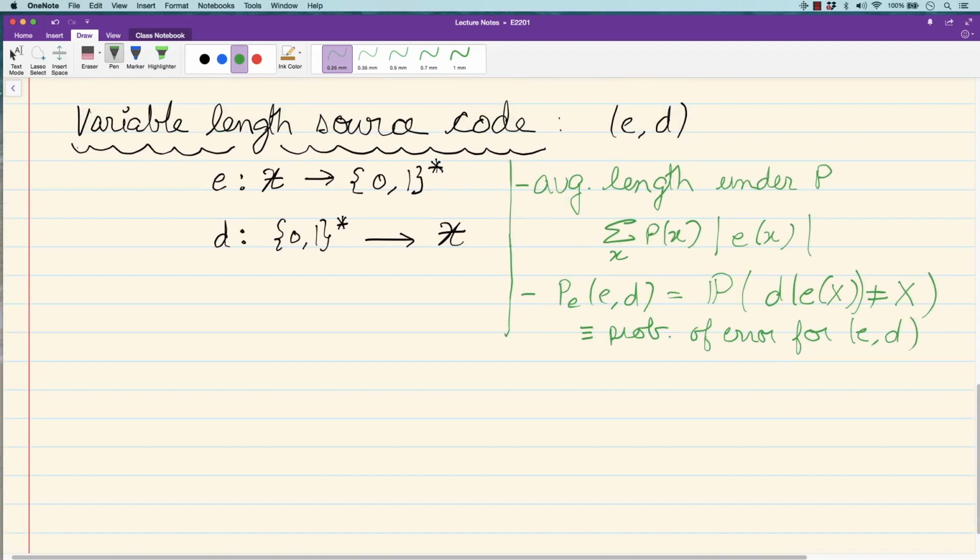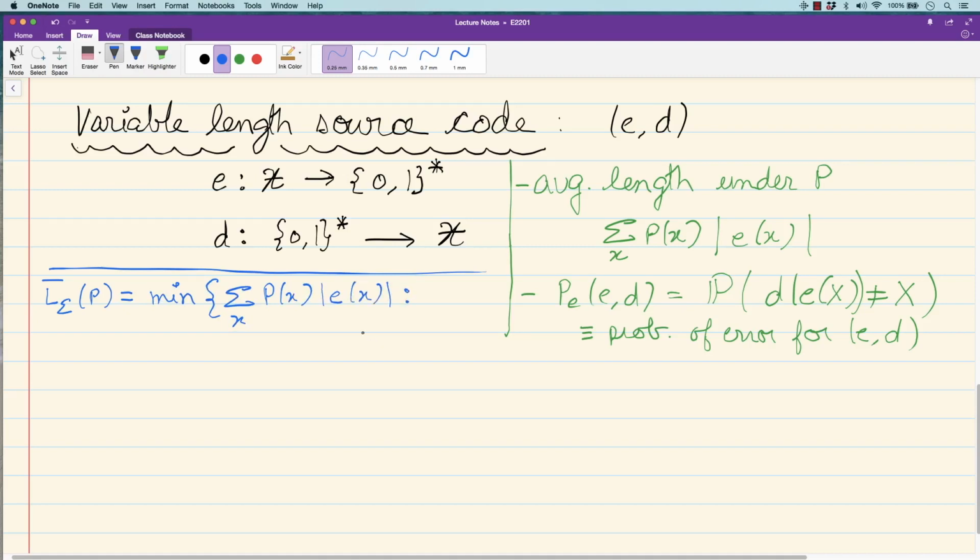Just like we defined L epsilon p, we can again define now the version for variable length. This L bar epsilon p is the minimum average length over all variable length codes (e, d) with probability of error less than or equal to epsilon.